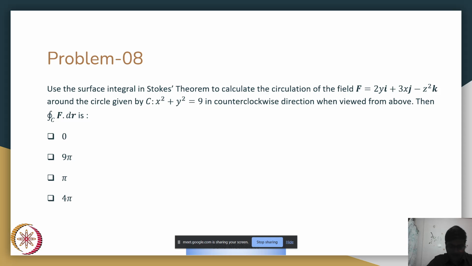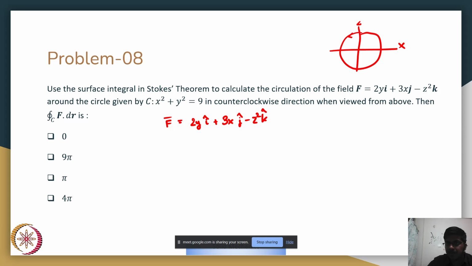Next, we have problem 8, again one on Stokes' theorem. We are given that F is 2y i hat plus 3x j hat minus z squared k hat, and the curve C is the bounding curve, given by x squared plus y squared equal to 9, counterclockwise when viewed from above.